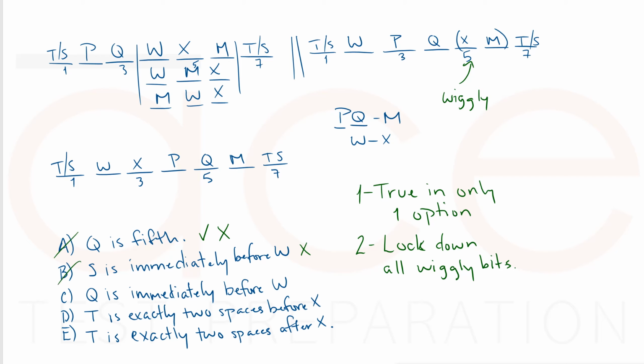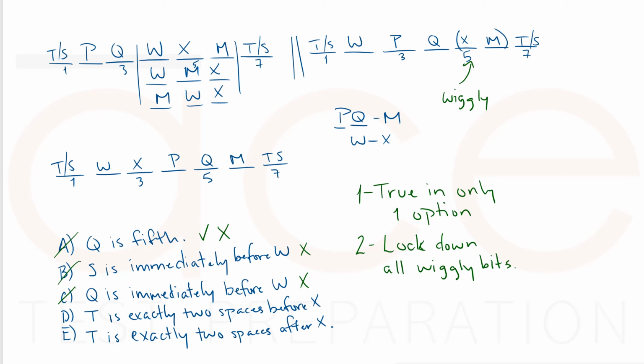Next, Q is immediately before W. Well, there's only one of our three major possibilities where Q is right before W. However, that could occur in two of the three possibilities. You could have Q right before W with X fifth, or you could have Q right before W with M fifth. So it's not true in only one option, and so when you're looking at only one option, that also includes if you've set out some possibilities as well. So it fails on the first one. We don't even have to check the second.